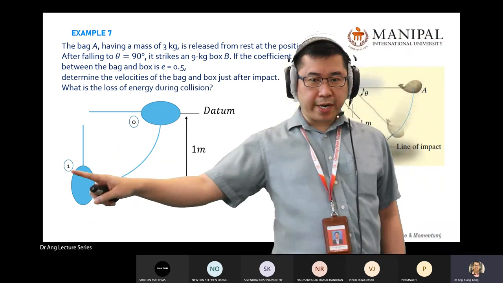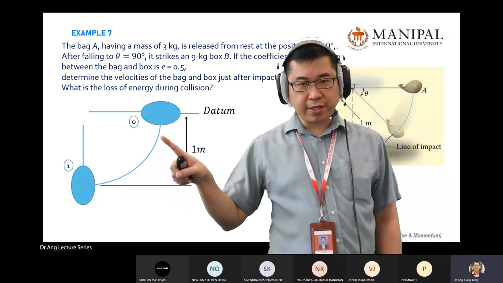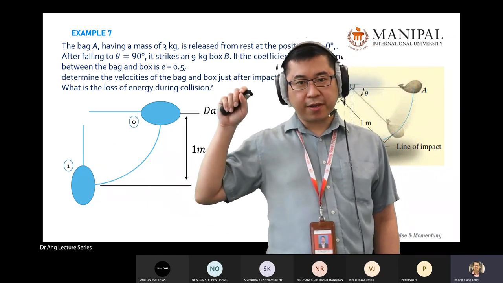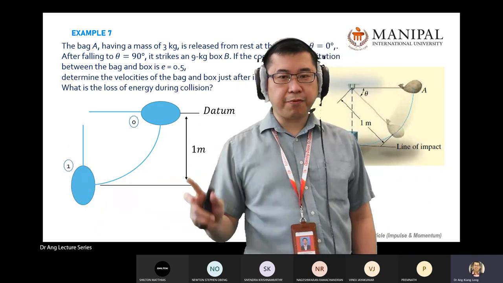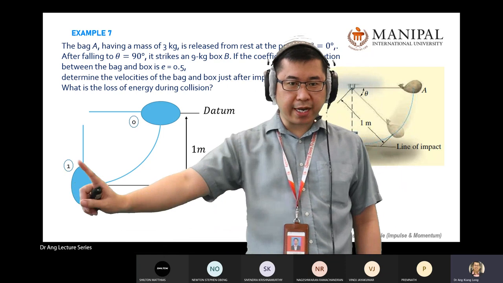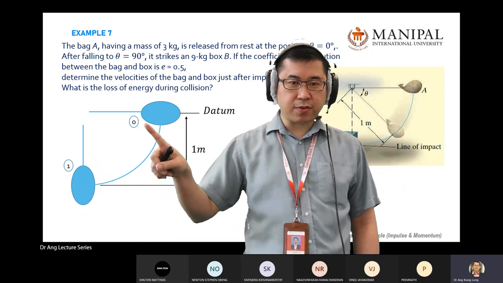Right? I label this one as one, this one zero. Why do I use zero? Because again, in the impact chapter, one always represents before the impact. So that's why I label this one as one. I use this one as zero.